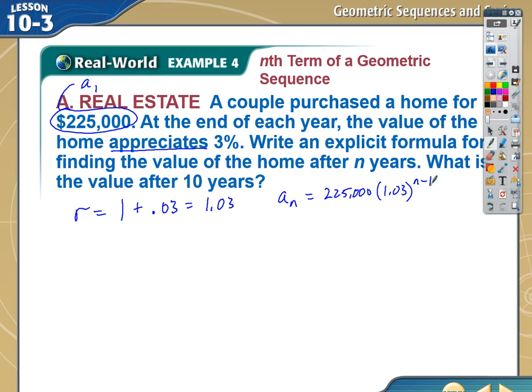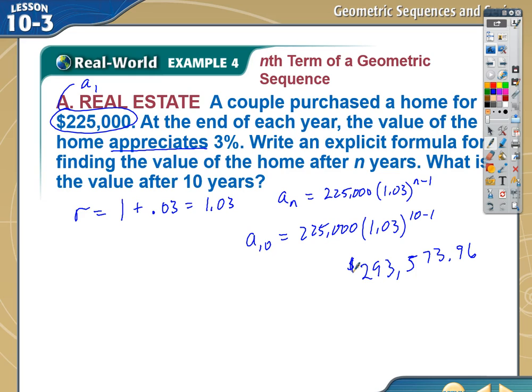What is the value after 10 years? Again, plug that in: 225,000 times 1.03 to the 10 minus 1, or the 9th power. My calculator tells me that it is 293,573.96. And that's how much it's worth after 10 years. Does it make sense? Did it keep going up? Yes, it's worth more, so everything looks okay.